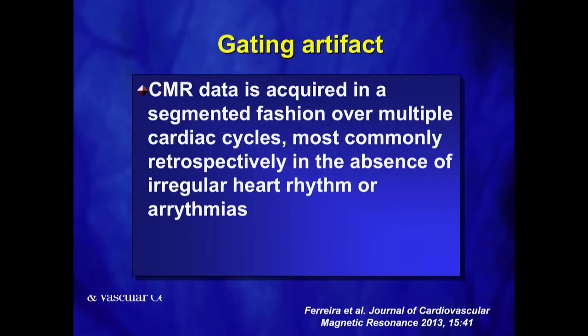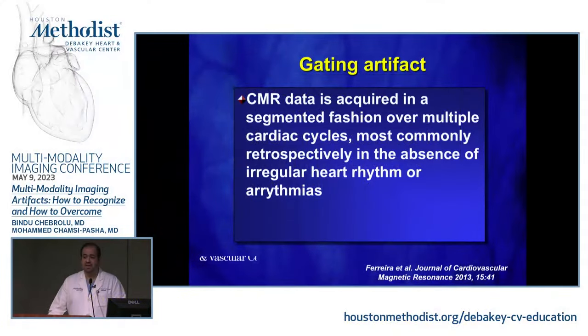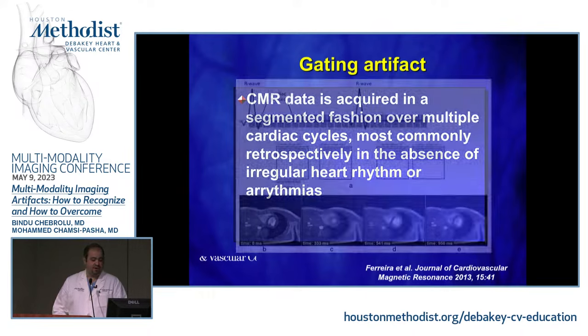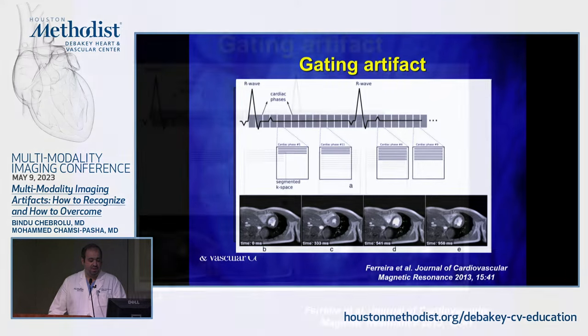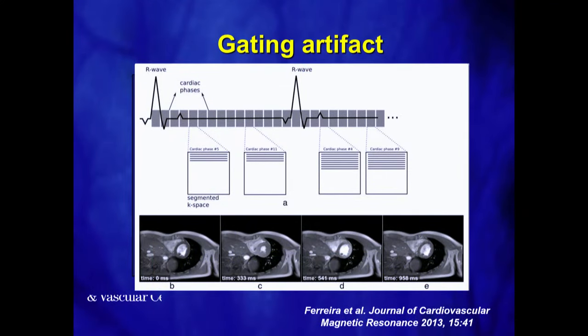So gating artifact. We know that in MRI, we acquire data in a segmented fashion, meaning that data are acquired and bins are filled over multiple cardiac cycles. Between the R and R interval, we create and fill lines of data by creating those bins. Typically, we get anywhere between 25 to 30 phases of the cardiac cycle per Cine image, to put it that way. And you can see here that with every period of the cardiac cycle, I'm acquiring and filling lines of data that start to build up.